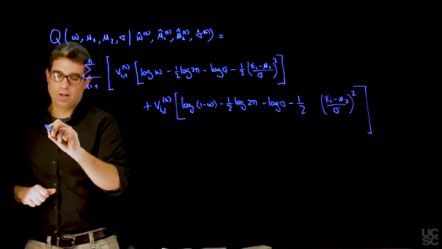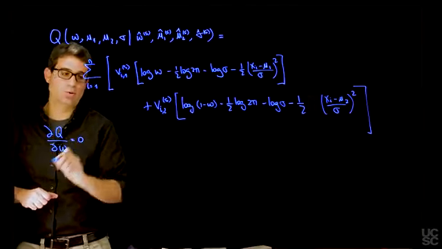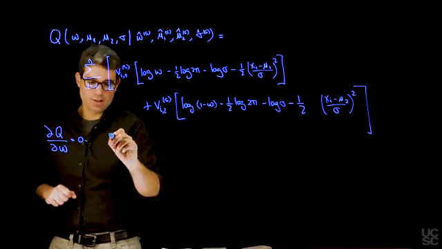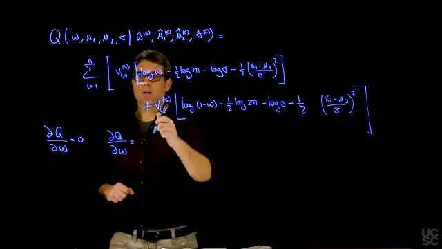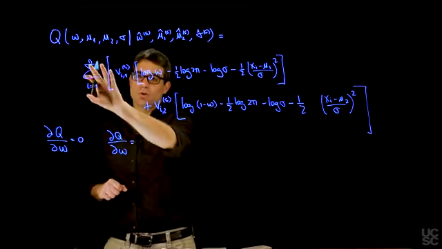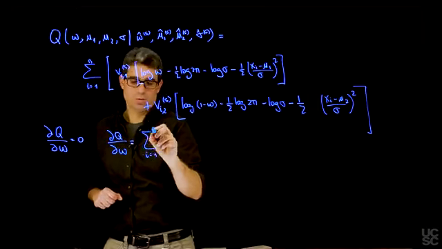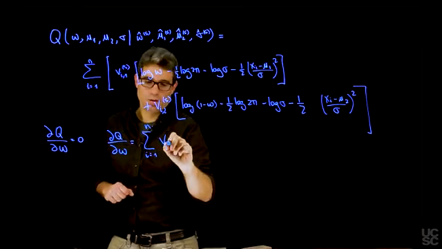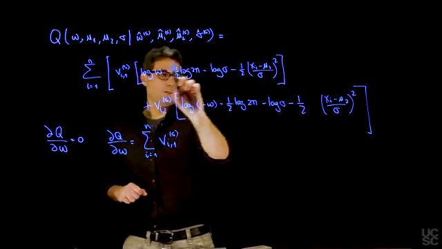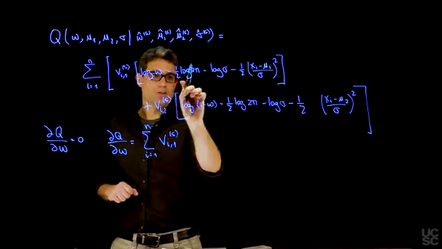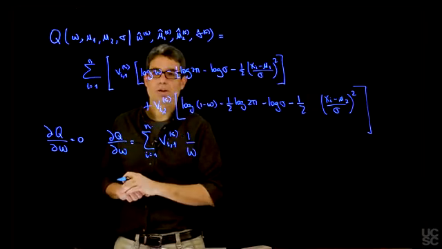Let's start by computing the derivative of q with respect to omega and making that equal to 0. Well, in this case, the derivative of q with respect to omega is very easy to compute, because this is just a linear function. So when I go in there, I'm going to get the sum from 1 to n of bi1 of s. And now the only piece that depends on omega is the log of omega, so that gives me 1 over omega.